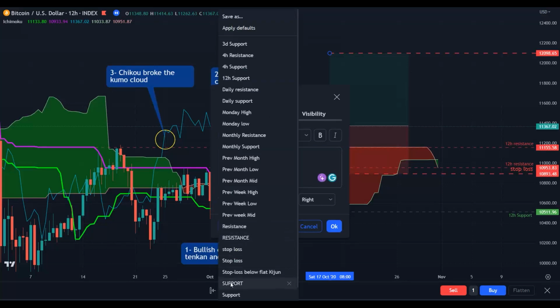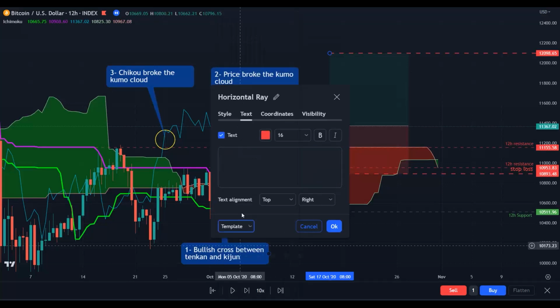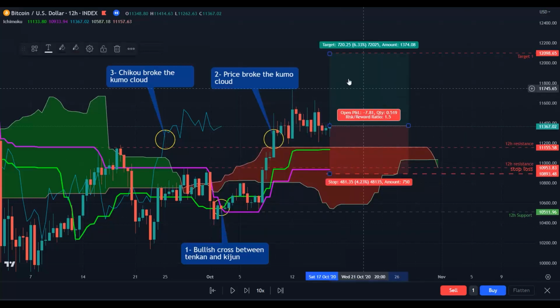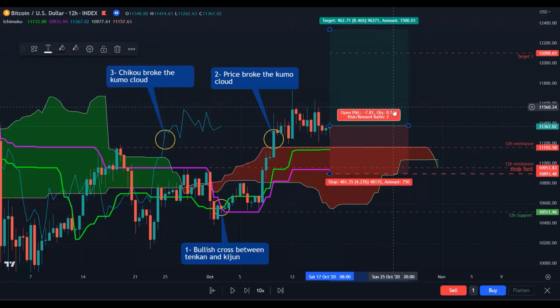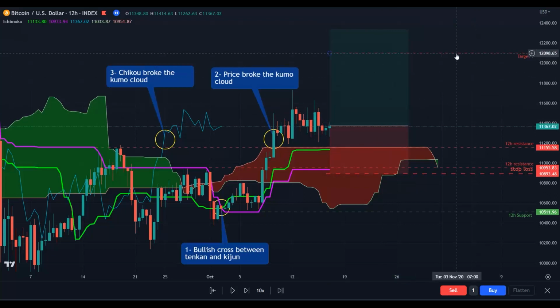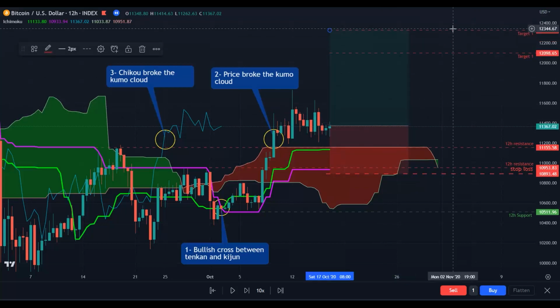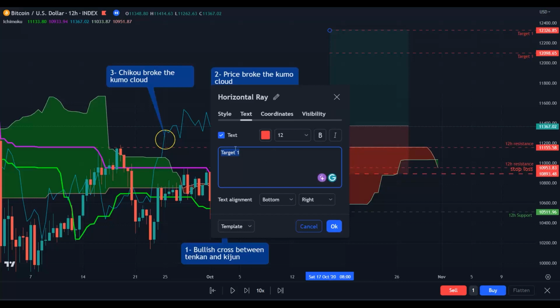This will be your first target, target number one. Okay, and your second target will be 2. Here I'm moving until I see number 2, which will be your risk to reward ratio. So your second target will be here. Okay, so this is your second target.